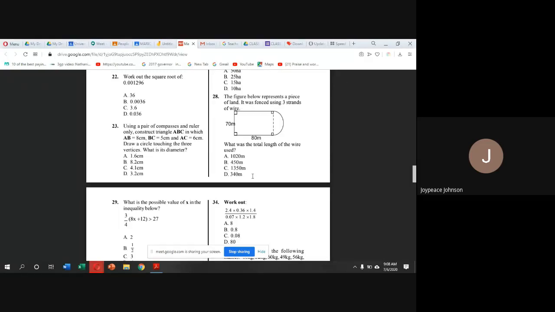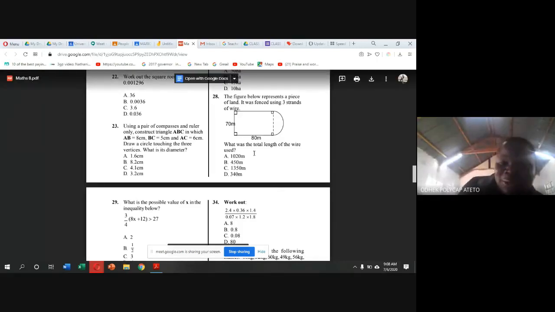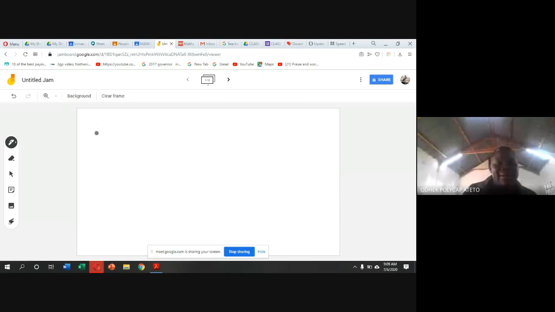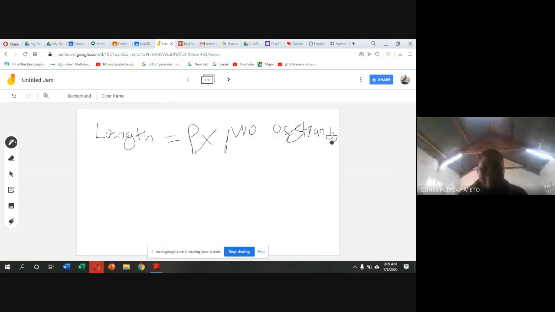They're asking what is the total length of the wire used, meaning we need to find the perimeter. So anytime you are asked the total length of the wire used, we are looking at the perimeter. This is the formula, write it: length of the wire is equal to perimeter times number of strands. Write that formula. Okay, Joy, please continue now.